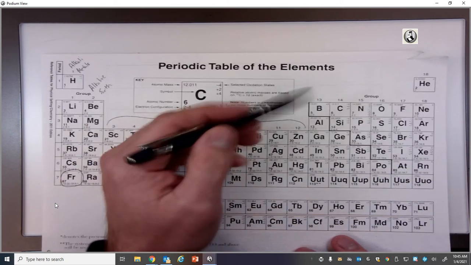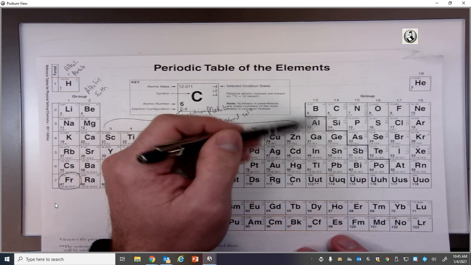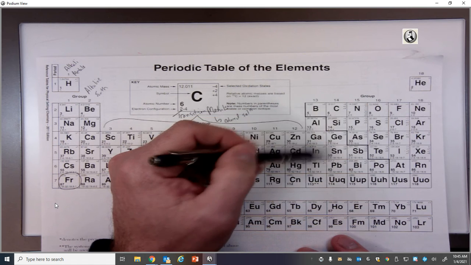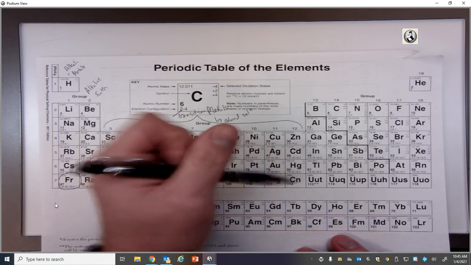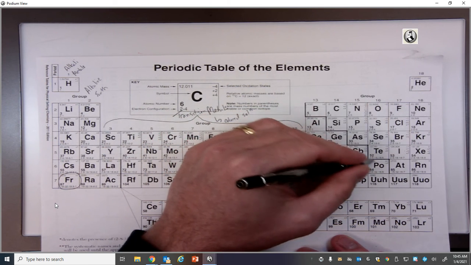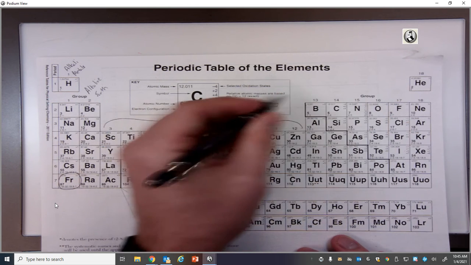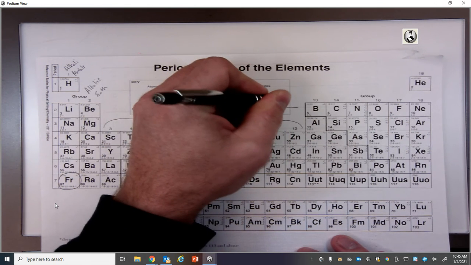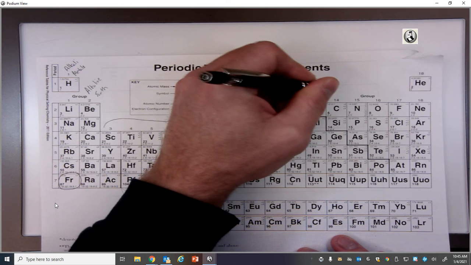Okay, group 13 really doesn't have a common name for it. It's called the boron group. 14 is carbon group, then nitrogen, and then oxygen. Remember, this zigzaggy line is the divider between metals and nonmetals. To the left, you have metals. To the right, you have nonmetals.